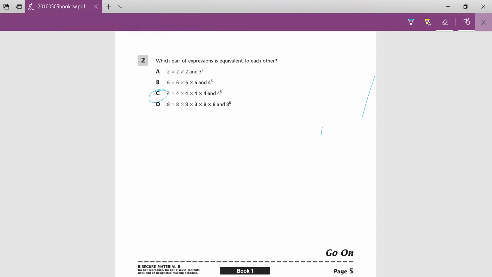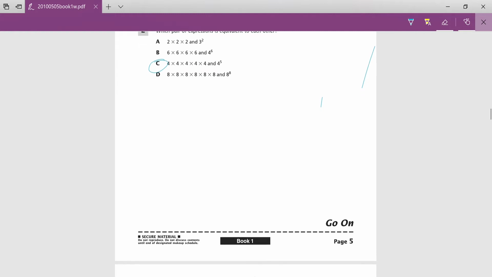3 to the 2nd power does not look like 2 being multiplied by itself 3 times. It should look like 3 being multiplied by itself twice, so 3 times 3. Same thing for 4 to the 6th power. It's been switched around, so you can't have that as an answer. And the last one, 8 to the 8th power, you just didn't multiply it enough. They only multiplied it 6 times, it should be 8.